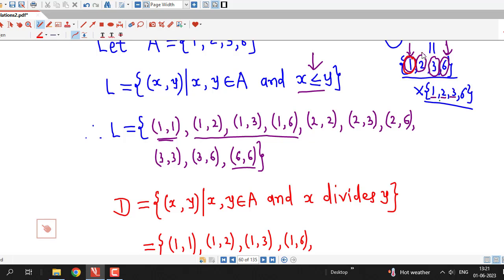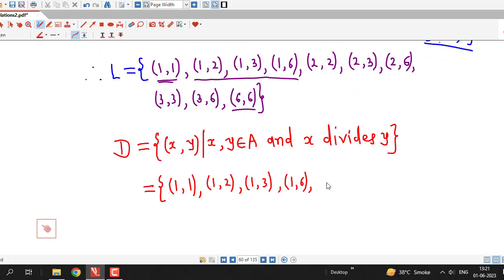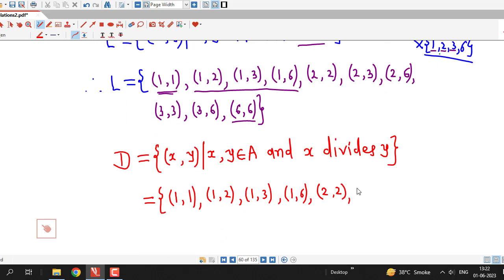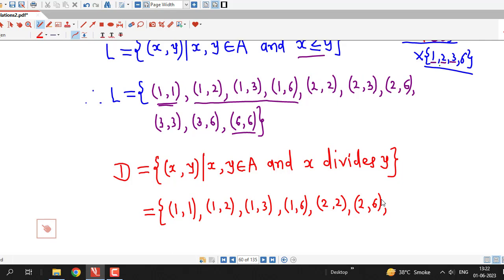Now we fix 2 as first component and first ordered pair is (2, 1), but 2 cannot divide 1, so (2, 1) is not a member of D. Then (2, 2) is a member of D, so let me write (2, 2). Then (2, 3), but 2 cannot divide 3, so (2, 3) is not a member of D. And (2, 6), 2 divides 6, so we write down (2, 6).